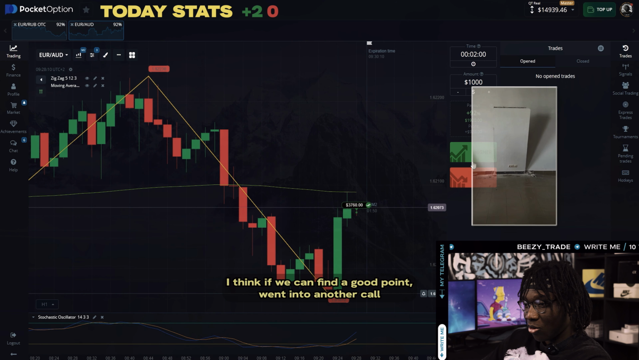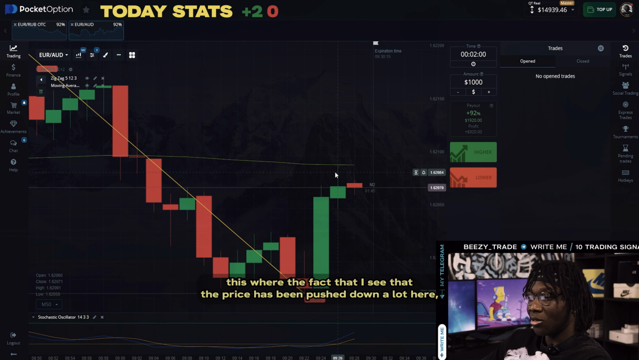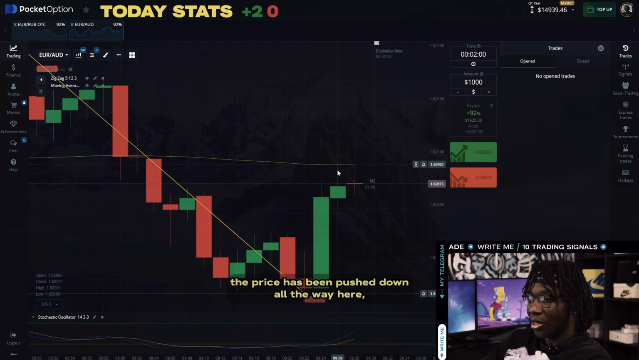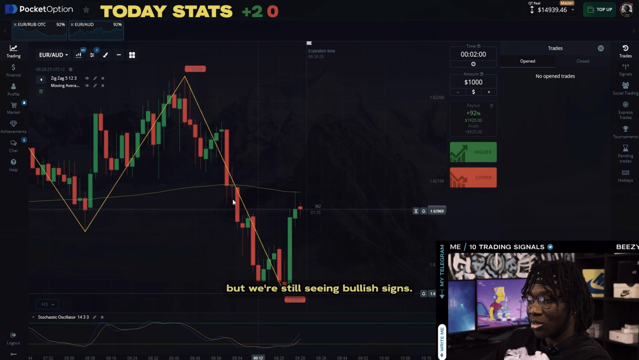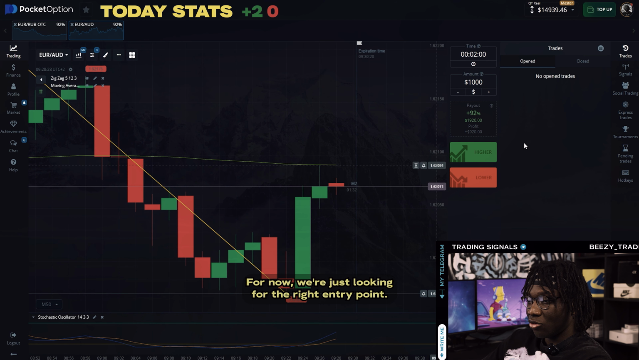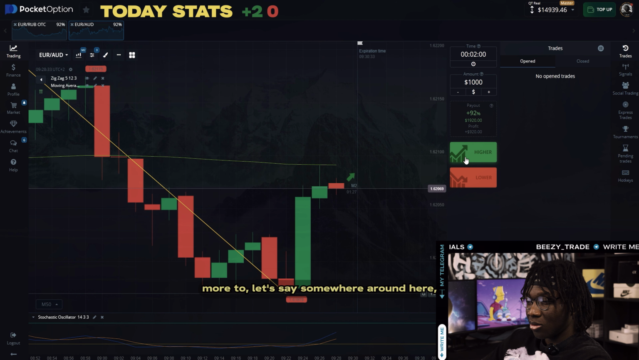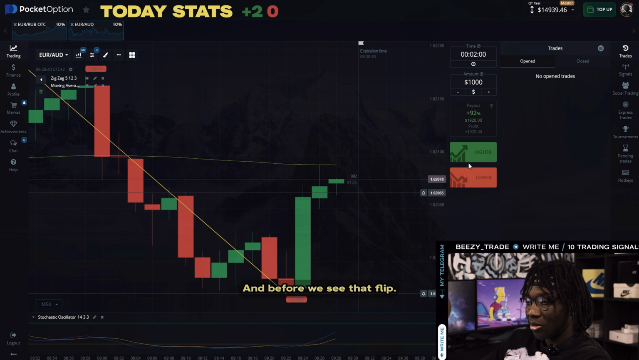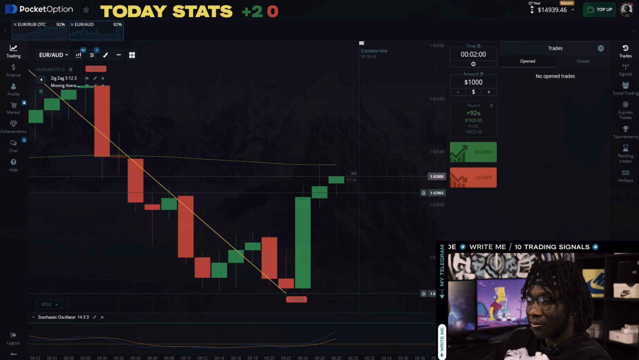I think if we can find a good point, we'll enter into another call, despite the fact that I see the price has been pushed down a lot here, all the way down to here. But we're still seeing bullish signs. Now we're just looking for the right entry point. I think we're going to wait for the price to be pushed down a little bit more, let's say somewhere around here. If the price passes there, I think that would be a great point to enter before we see that flip. But I think we've seen that flip right now. I think the price is just going to continue to push up right here.